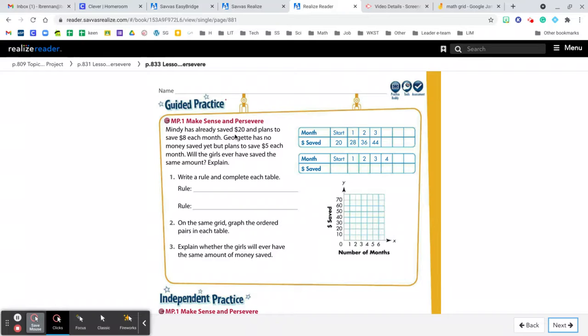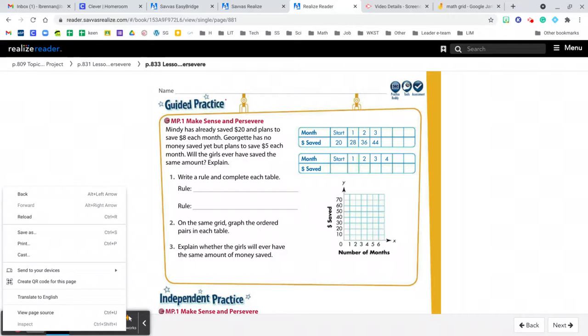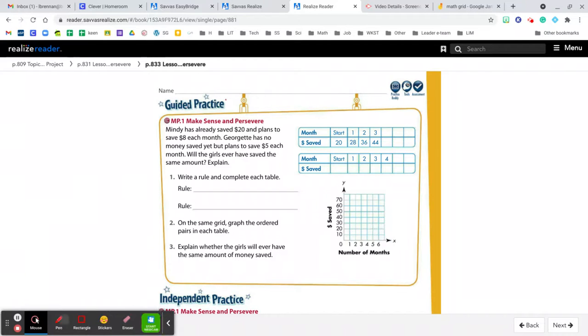Mindy has already saved $20 and plans to save $8 each month. Georgette has no money saved, but plans to save $5 each month. Will the girls ever have the same amount of money? So on this one, you're going to fill out your chart and figure out your rule. So if we're starting at 20 and adding $8 a month, her rule is add 8.